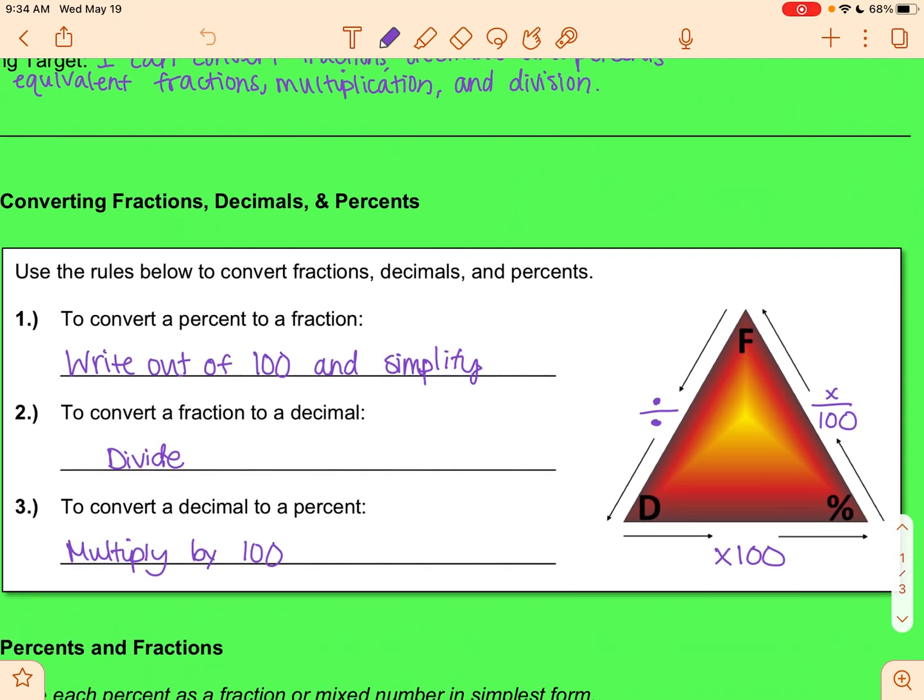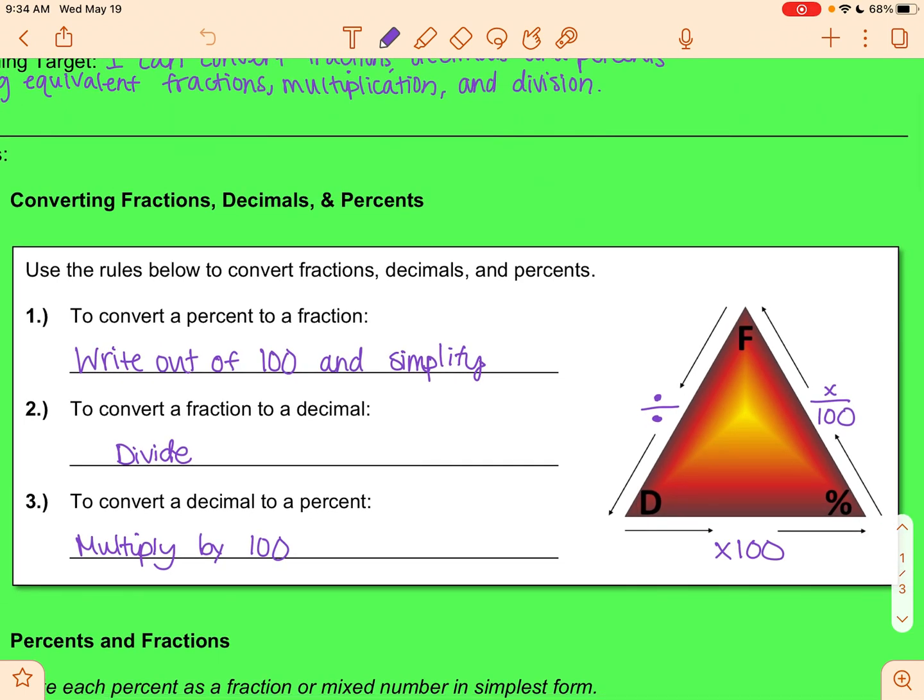Pause this video and fill out this table. Alright, so to convert a percent to a fraction, you write it out of 100 and then simplify. To convert a fraction to a decimal, you divide. And to convert a decimal to a percent, you multiply by 100.